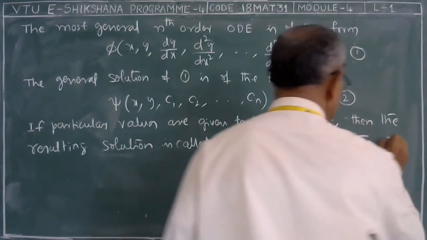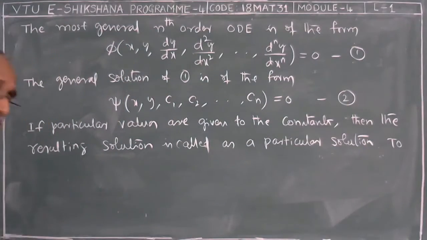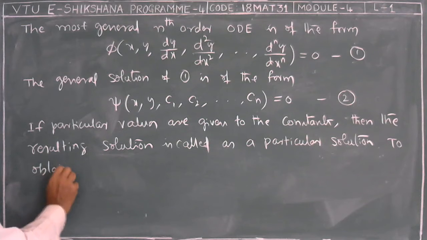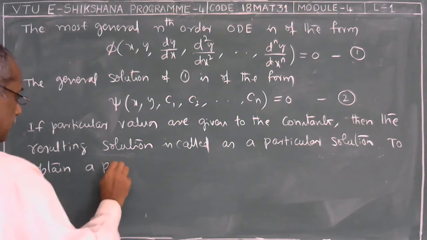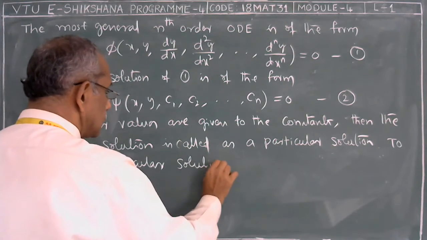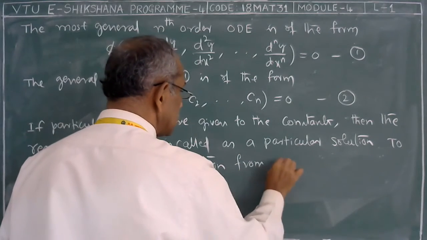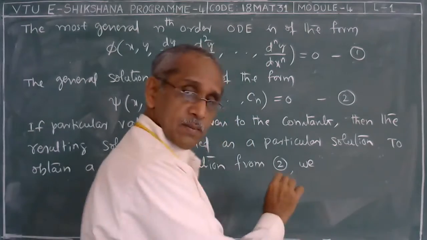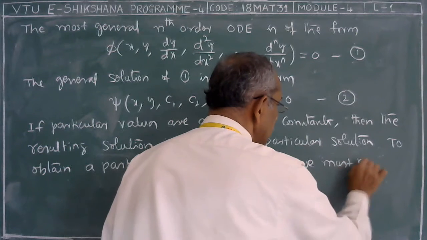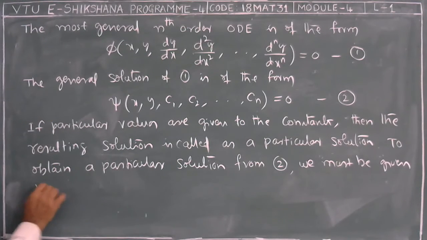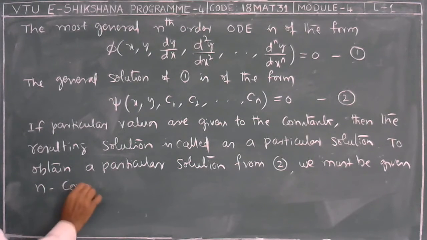So to obtain a particular solution from the general solution 2, we must be given n conditions.